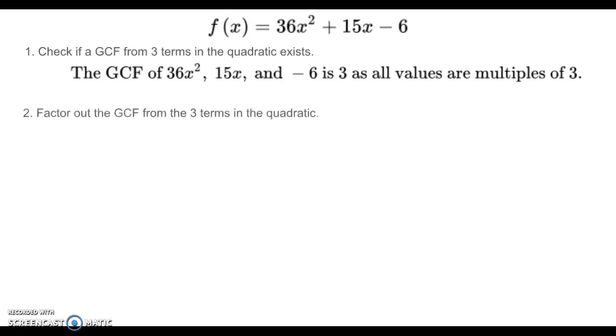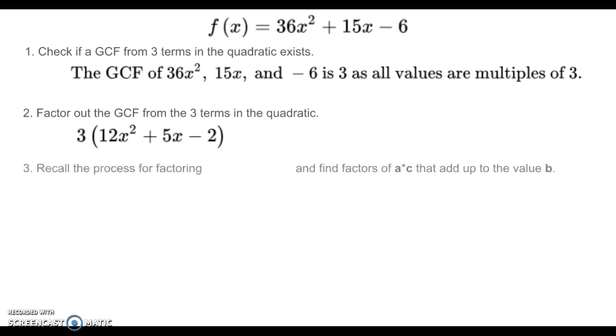Let's factor that out now. We're going to make these numbers a little bit smaller by factoring out a 3 from each of them. When you factor out 3, you're left with 12x squared plus 5x minus 2. Now we get to the real process, where we want to factor that remaining quadratic inside the parentheses into a product of binomials. We have to remember our process.